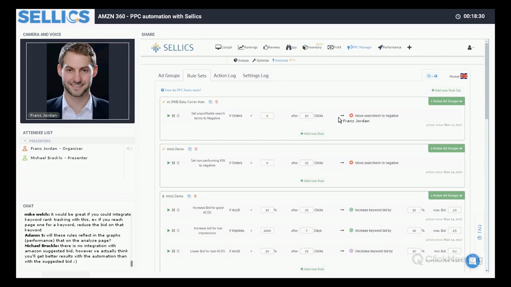But at this point, what you can do is increase the keyword bid, decrease the keyword bid, move search terms to negative and keywords to negative, and pause keywords. Those are the 4 actions that you can take. And then another question that was asked here in the chat is, what about rule priorities? At this point, I'm just going to let Michael answer the question here because he knows all the details.